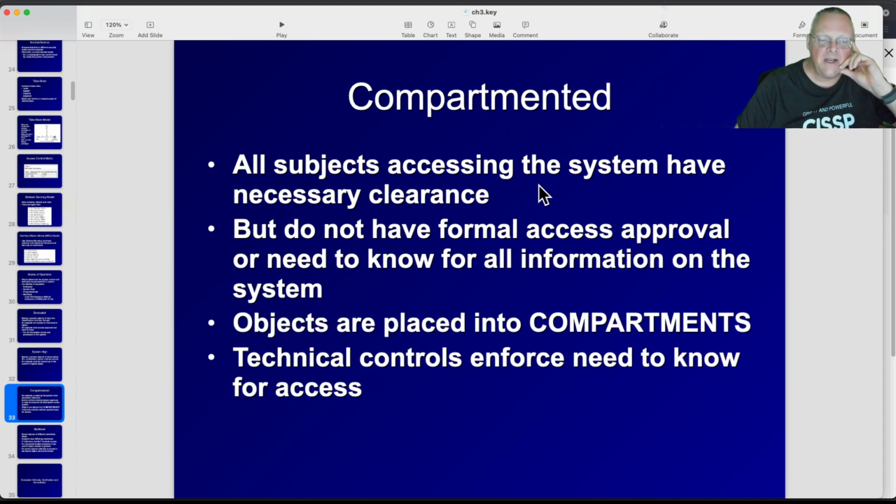Compartmented is where everybody touching it has the necessary clearance, but they don't have formal access approval, so they're placed into compartments. So you'll log in, and it will know what you're cleared to see, and you'll only see what you're cleared to see on that machine. But there is some data on that machine you're not cleared to see, and you are for the first time trusting some of the technical controls of the operating system to hide that data from you.